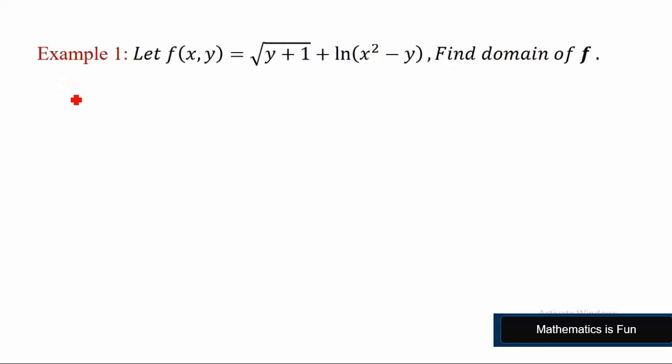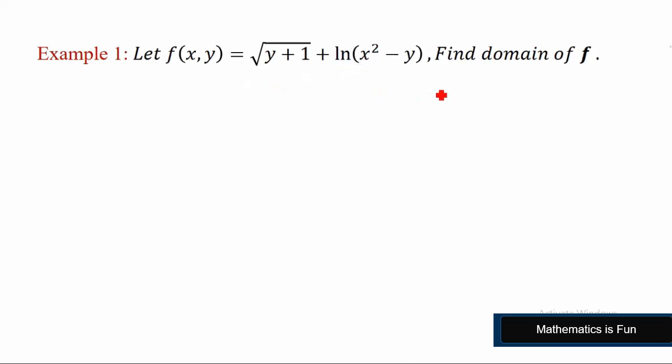Well, in example number 1, we have to find the domain of the given function, and this function is a multivariable function with two independent variables. So here this function contains a sum of two different functions.